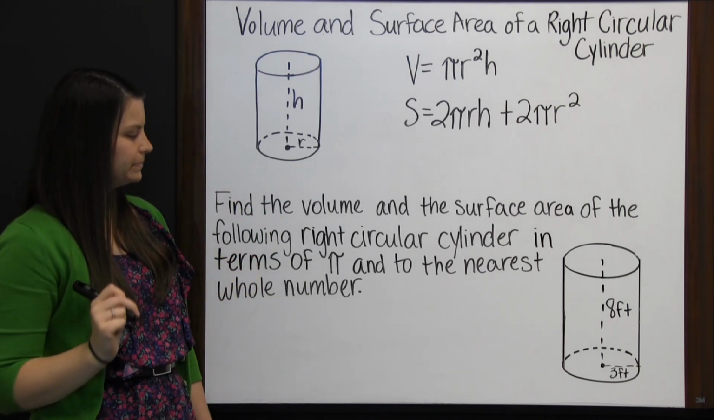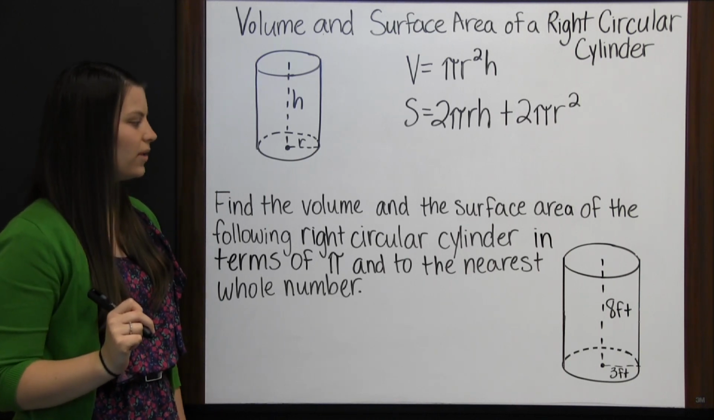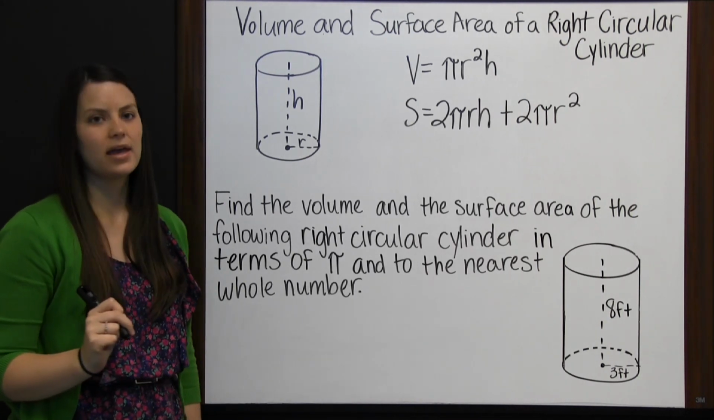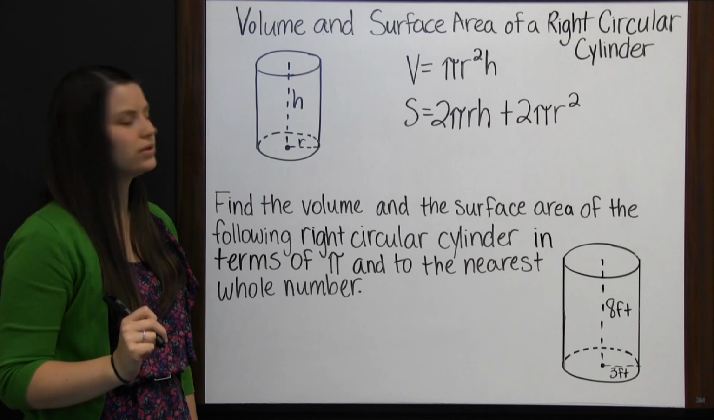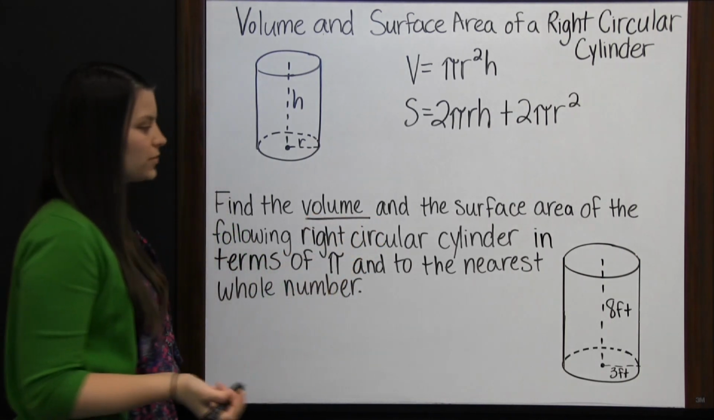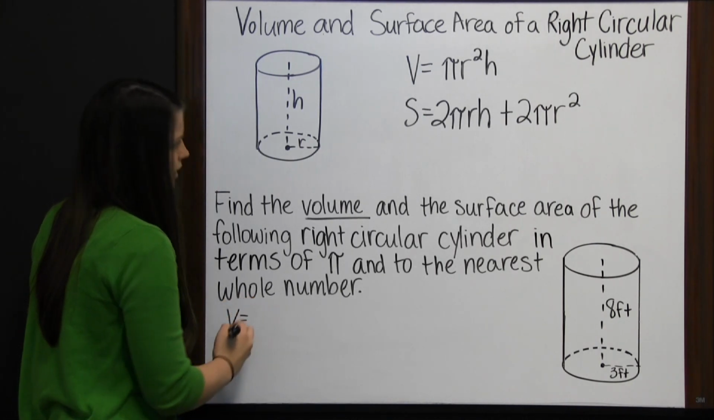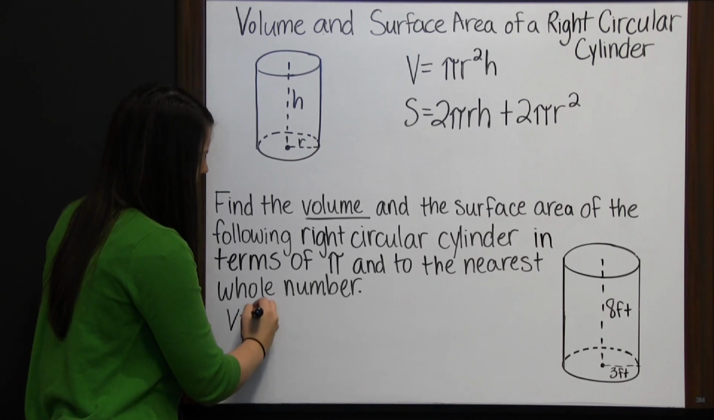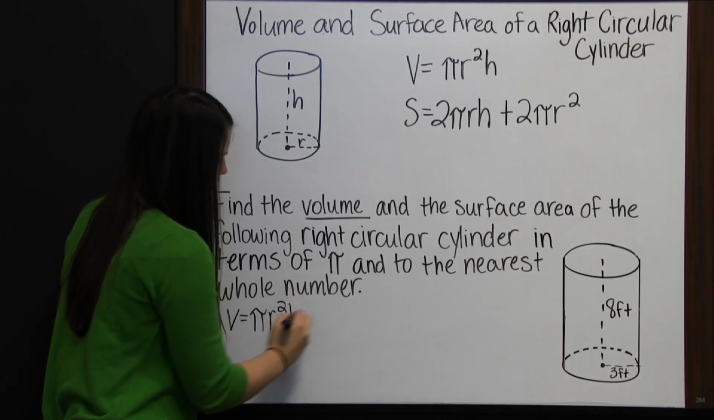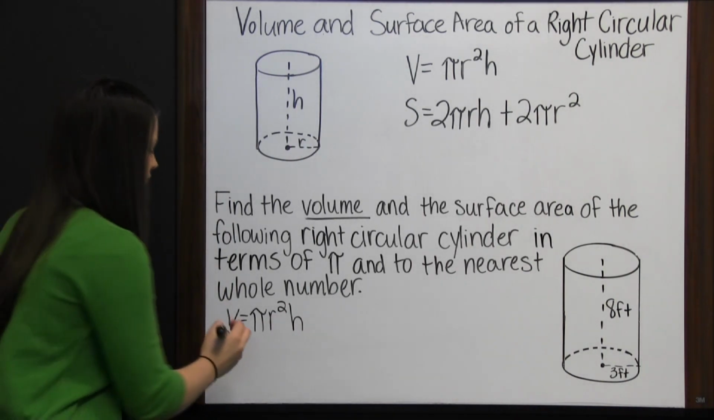Let's look at this example. Find the volume and surface area of the following right circular cylinder in terms of pi and to the nearest whole number. We'll start with volume. So first we're going to write our formula down. The volume of a cylinder is found by multiplying pi times the radius squared times the height of the cylinder. Then we need to substitute our values.